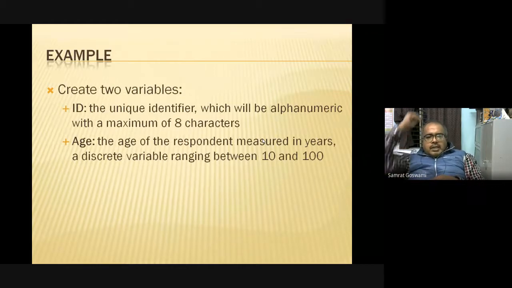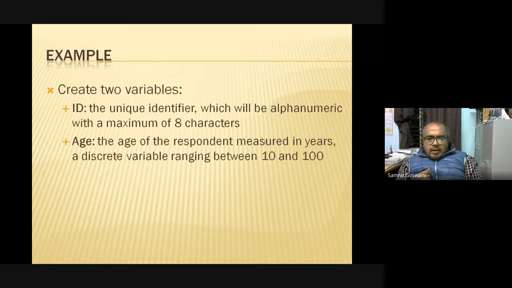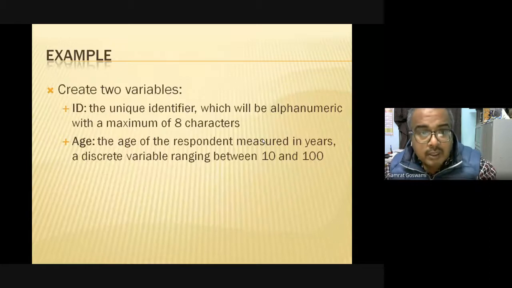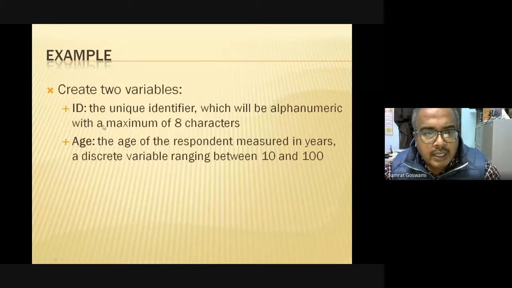There's an example: create two variables. One is ID, the unique identifier, which will be alphanumeric with a minimum of 8 characters. The other one is age, the age of the respondent measured in years, a discrete variable ranging between 10 and 100. So we consider the creation of two variables, let's say ID and age.